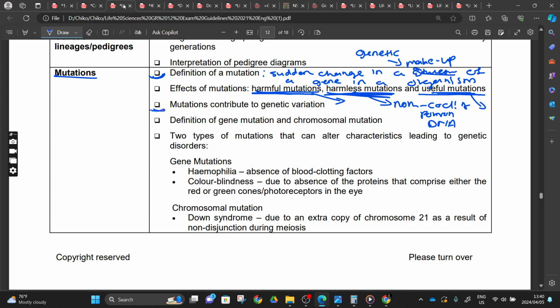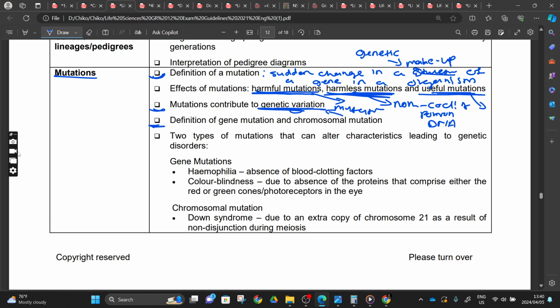And then we talked about mutation as it contributes to genetic variation. We did crossing over and random assortment as examples. Those were the two reasons why we were talking about genetic variation, and now we are adding that this mutation can also contribute to genetic variation, right?